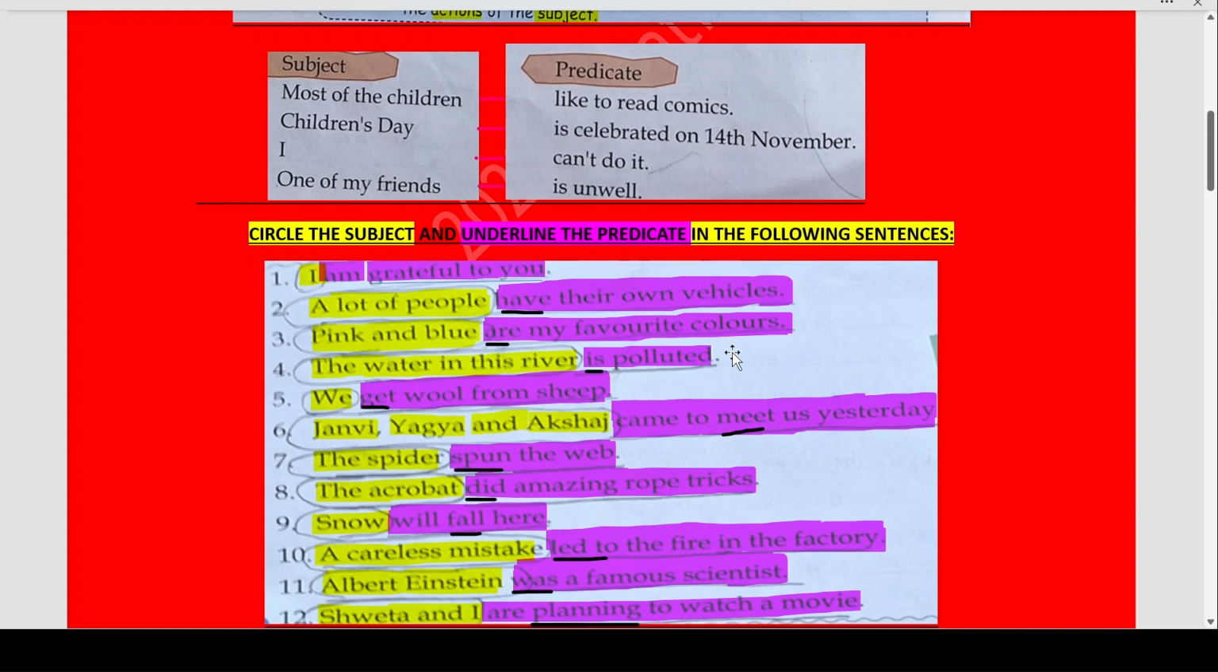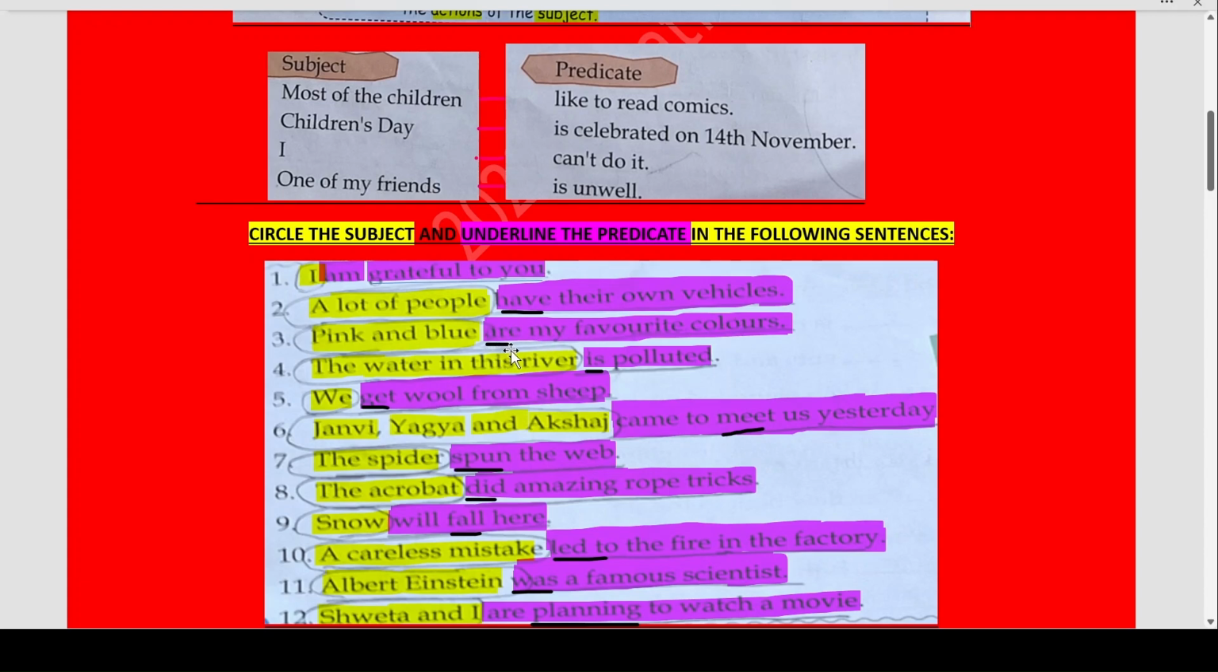Next, pink and blue are my favorite colors. What are we talking about? We are talking about the colors pink and blue. So pink and blue becomes our subject. Are my favorite colors. Now the words is, am, and are, wherever they are present in any sentence, that means it is the verb present. So are my favorite colors.